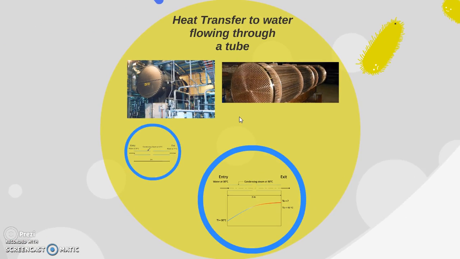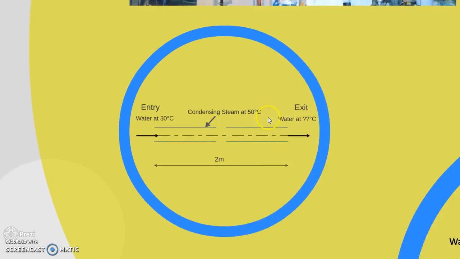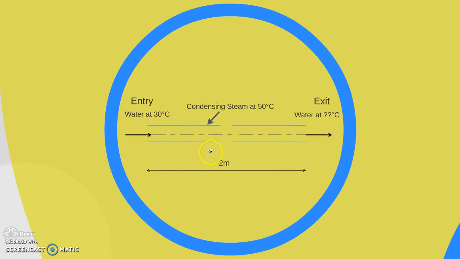Now we'll talk about heat transfer to water flowing through a tube, and I told earlier that this is a kind of system which is known as a steam condenser. The internal part of the steam condenser is shown here. You can see that there are a number of tubes in bunches. What I'm doing is considering a single tube for analysis purposes, from a bundle of tubes of a steam condenser.